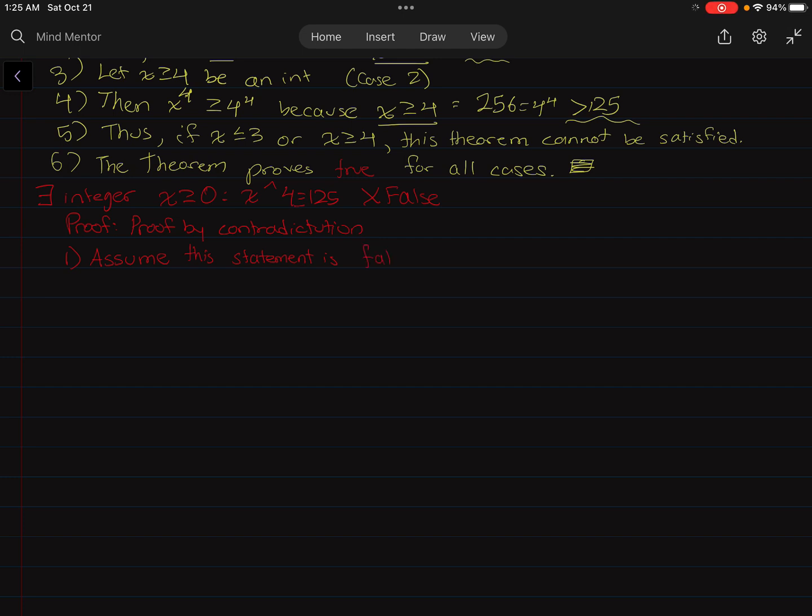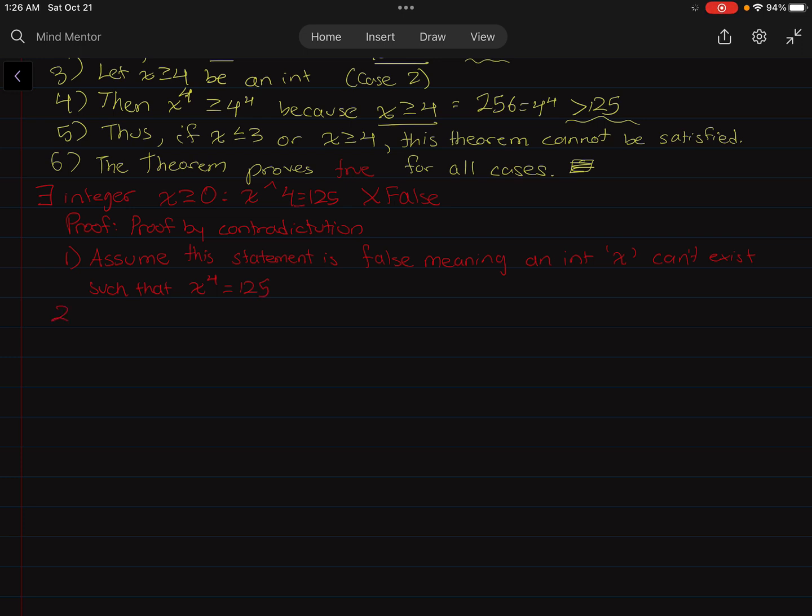false, meaning an integer x can exist such that x to the 4, or an integer x can't exist such that x to the 4 equals 125.